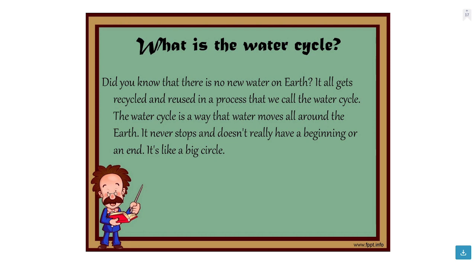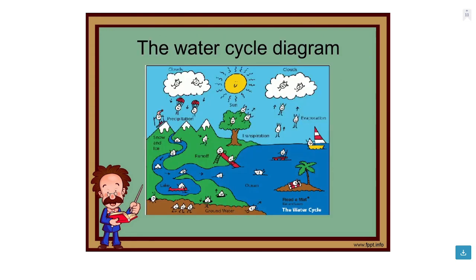The water cycle is a way that water moves all around the Earth. It never stops and doesn't really have a beginning or an end. It's like a big circle, hence the term cycle. Here is an example of the water cycle. This diagram shows you the different stages in a water cycle.